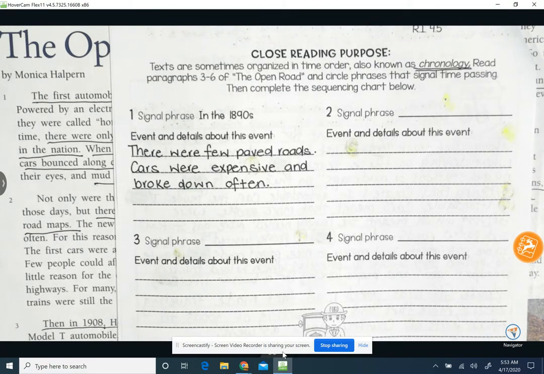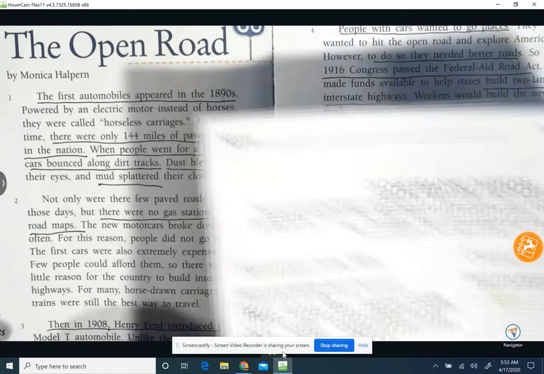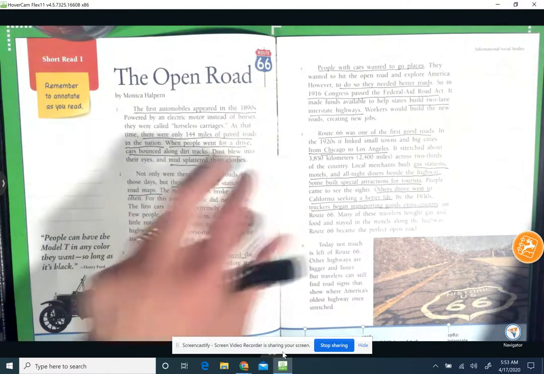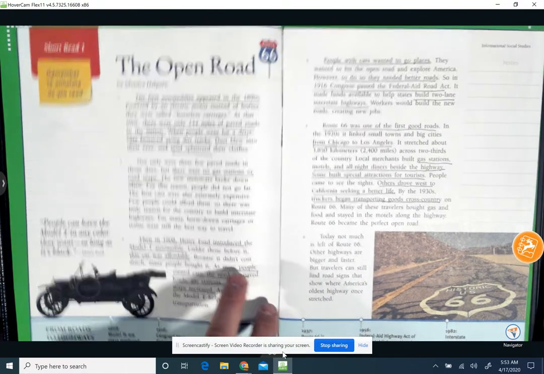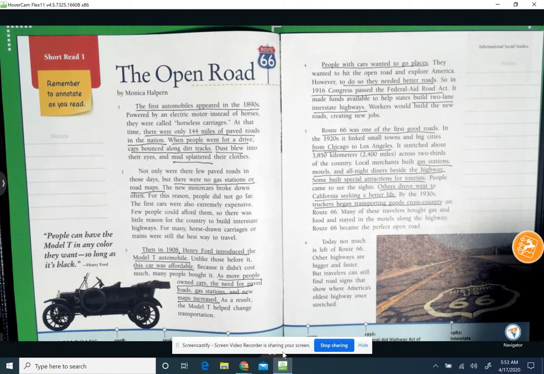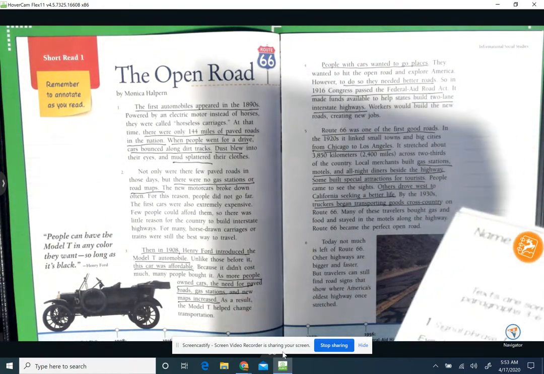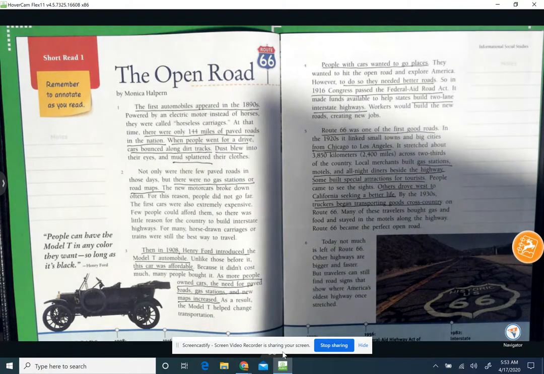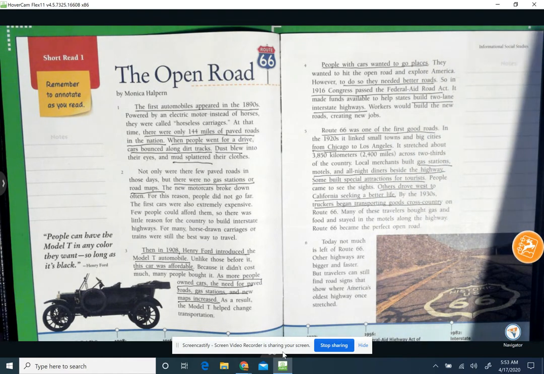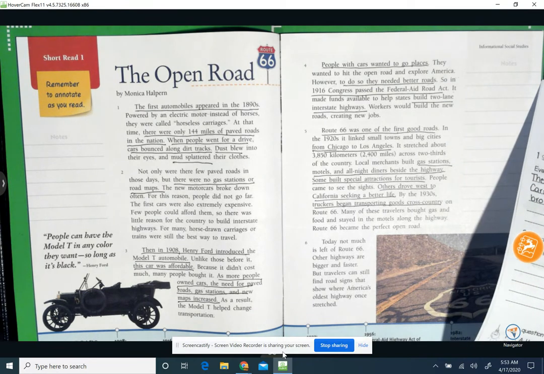And so, for example, we have some signal phrases that are contained within the passage, The Open Road, the development of Route 66, and how it contributed to the development of our nation. And what we want to do is locate some of these signal phrases that make us feel like time is happening, or that remind us what time period we are in, in this case, in a particular paragraph that we are going to be reading.